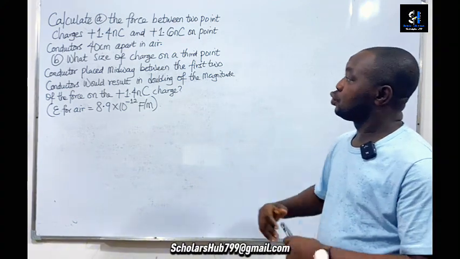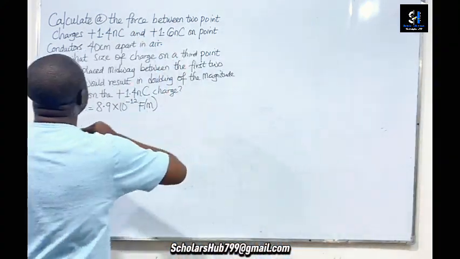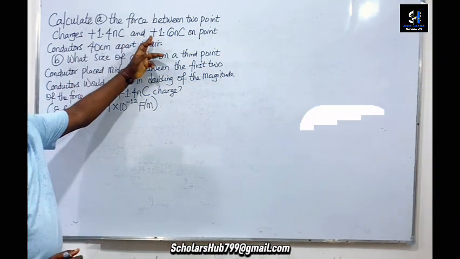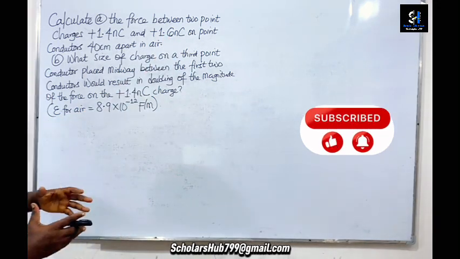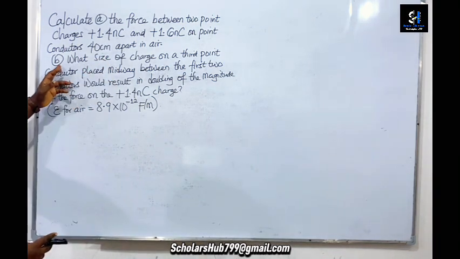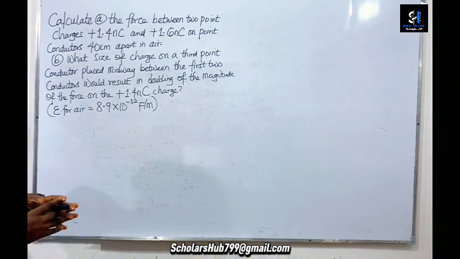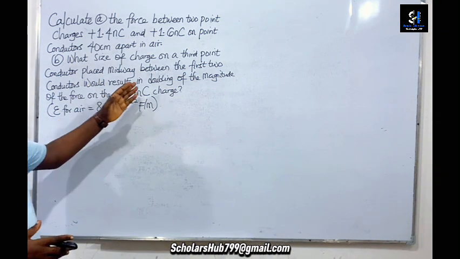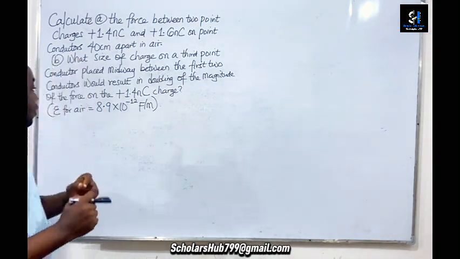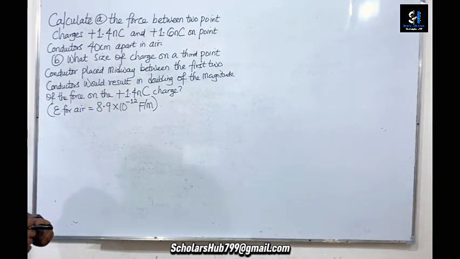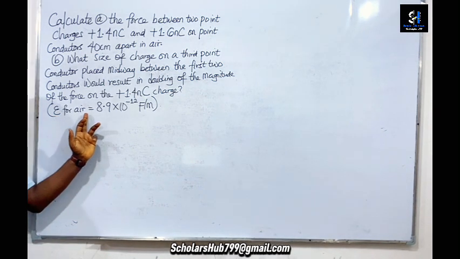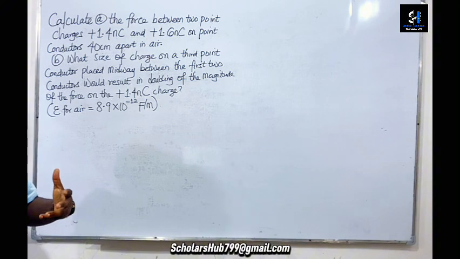Alright, so the first task is to calculate the force between 2 point charges, positive 1.4 nanocoulomb and positive 1.6 nanocoulomb, on point conductors 40 centimeter apart in air. Then the second question: what size of charge on a third point conductor placed midway between the first two conductors would result in doubling of the magnitude of the force on the 1.4 nanocoulomb charge? So we are given the permittivity for air to be equal to 8.9 times 10 to the power of minus 12 farad per meter.